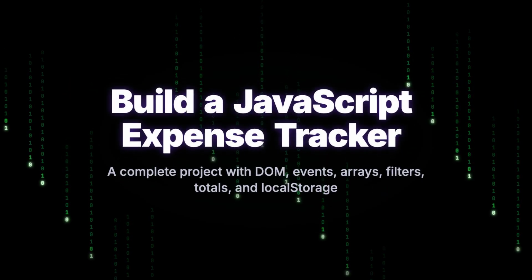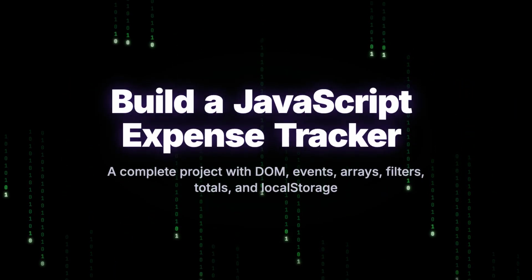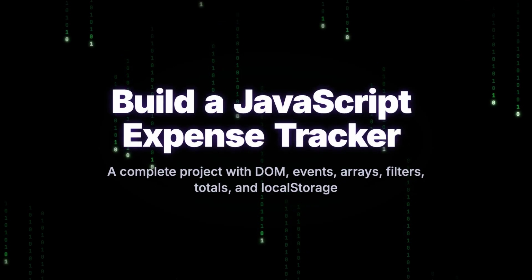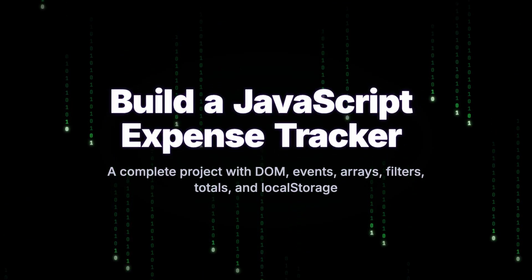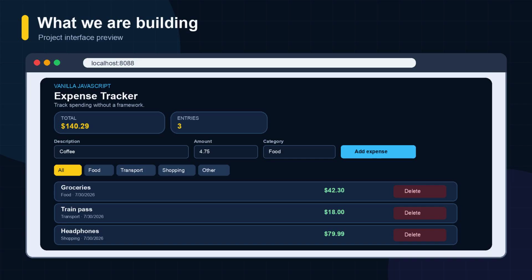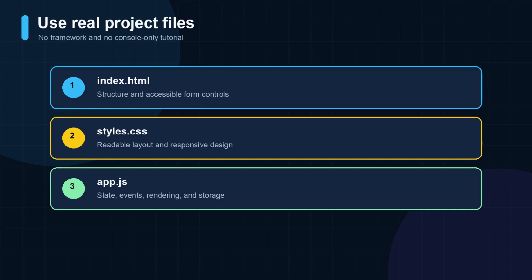Build a complete JavaScript expense tracker with real HTML, CSS, and JavaScript. Let's start. This is the finished project. You can add an expense, see the total update, filter by category, delete entries, and refresh the page without losing your data. We are not staying in the console.